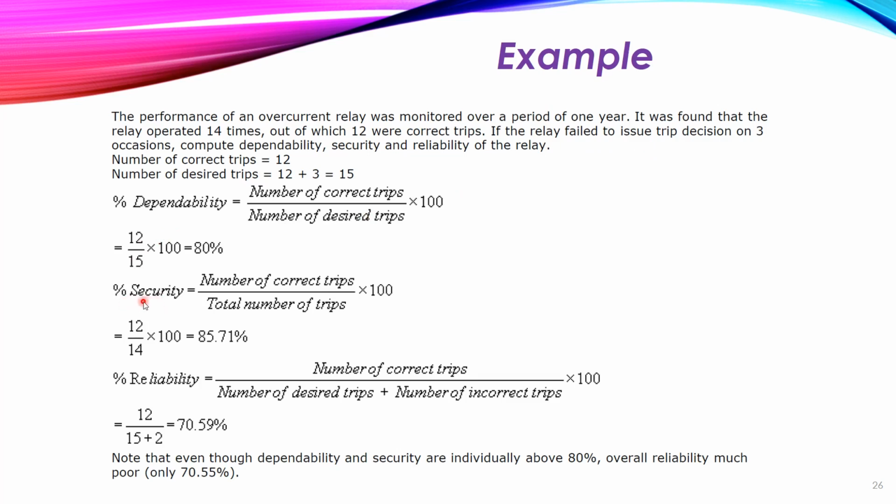The security represents the number of correct trips over the total number of trips. So the number of correct trips is 12. The total number of trips of the relay, how many times did our relay trip? 14 times. So 12 over 14 represents 85.71%.